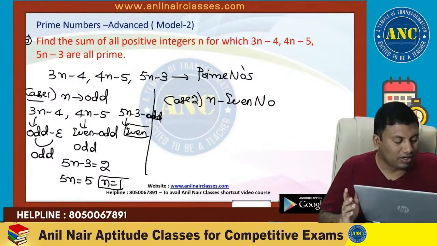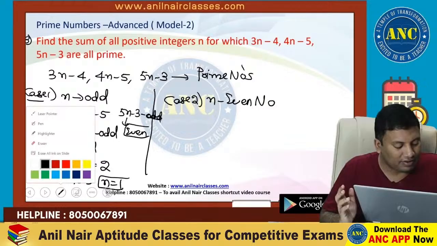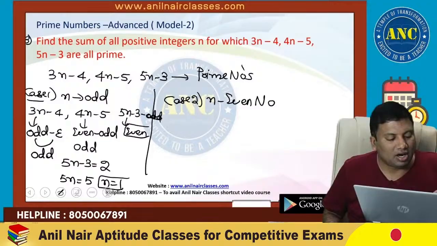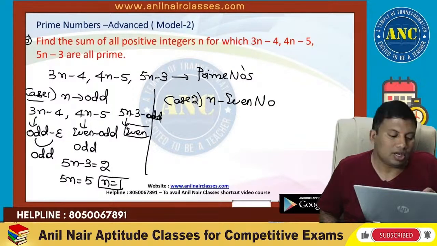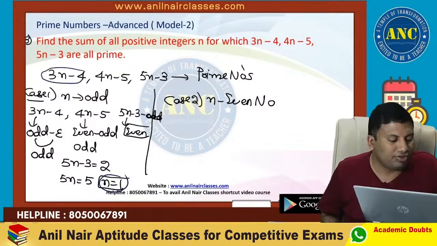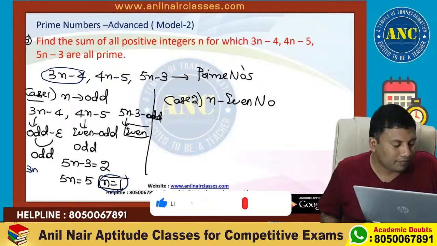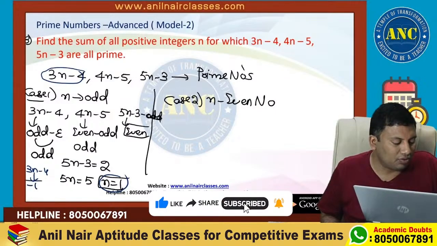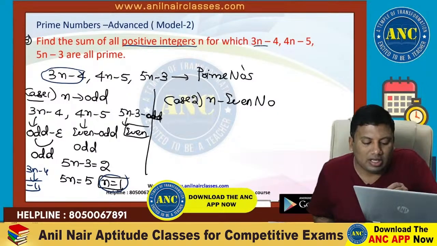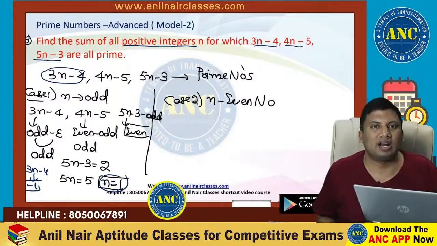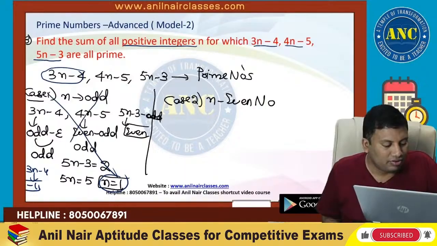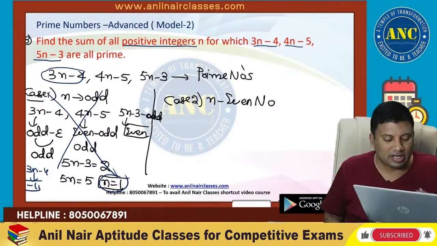So, if I take the case of n as an odd number: odd into odd, odd, odd minus even, odd. Odd into even, even, even minus odd, odd. Odd into odd, odd, odd minus odd, even. If I take n equivalent to 1, I am getting 3n minus 4, 3 ones are 3, 3 minus 4, minus 1. It is a negative number I am getting. But it is saying that all these numbers are prime numbers. Prime numbers are the numbers which are a subset of natural numbers. All should be positive. This case is not possible.